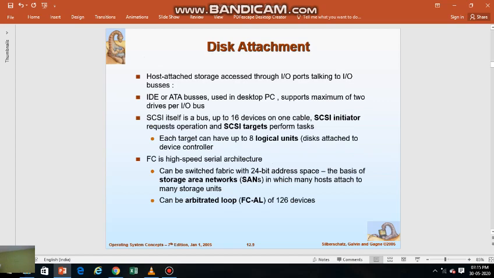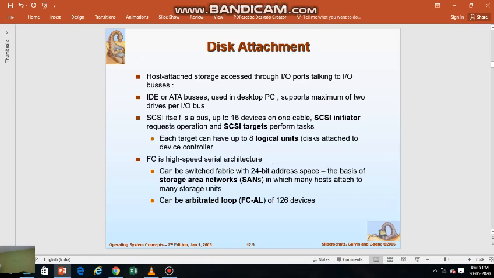So next we come to disk attachment. What is disk attachment? Disk attachment is nothing but the accessing of the disk storage, and that can be done in two ways. The first one is host attached storage, and the other one is network attached storage.